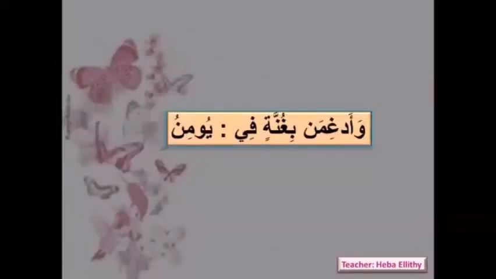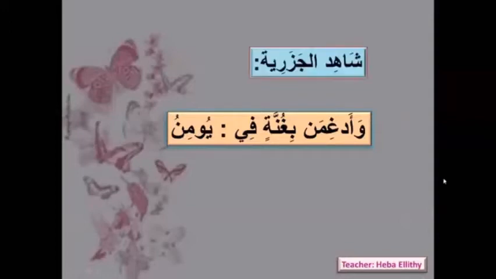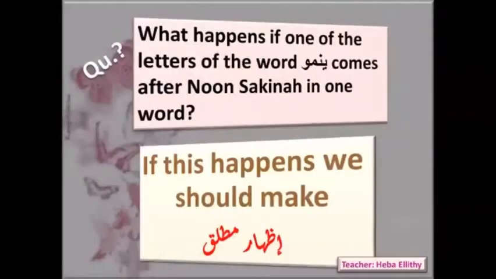What's the Jazariya line for it? Tell me the letters of idgham with غنة, with nasalization sound. وأدغما بغنة في يؤمنوا. Make idgham with nasalization sound in يؤمنوا. Okay, letter ياء or واو or ميم or نون after نون ساكنة or تنوين. طيب, what happens if one of the letters of word ينمو or يؤمنوا comes after نون ساكنة in one word?